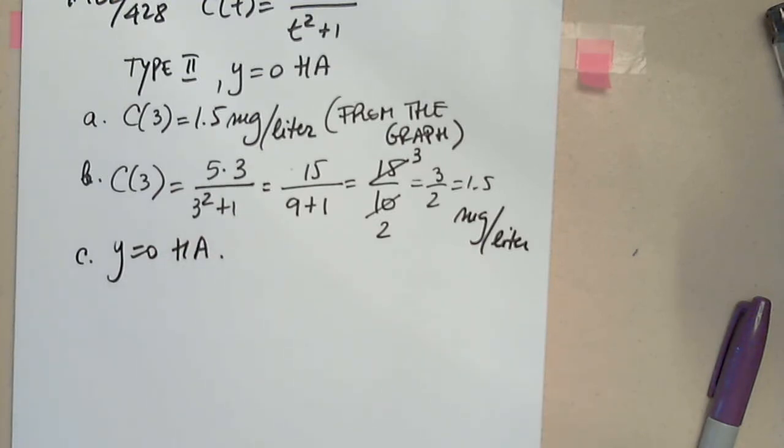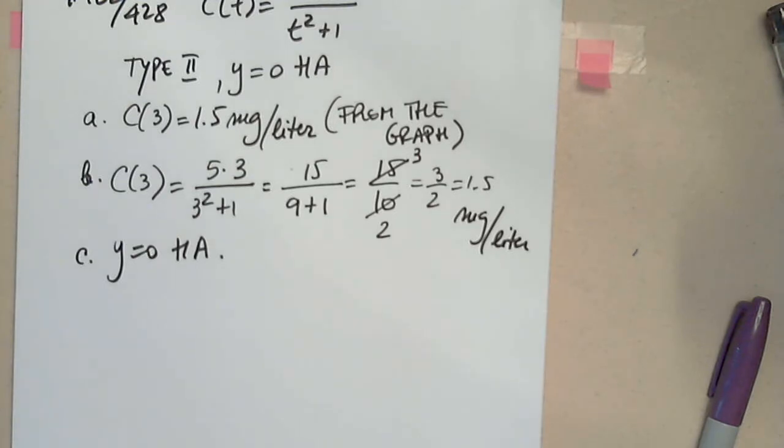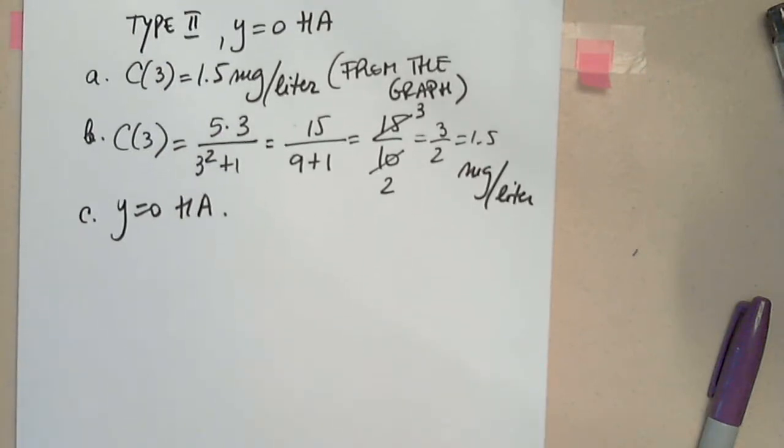Now the question is also asking to interpret this, describe what this means about the drug's concentration in the patient's bloodstream. And we have to say that we hope that if we take a medication for some illness, eventually the concentration in the bloodstream will go away. So that's the interpretation. Any questions? Okay, before we look at type 3 then, I would like to look at another function.